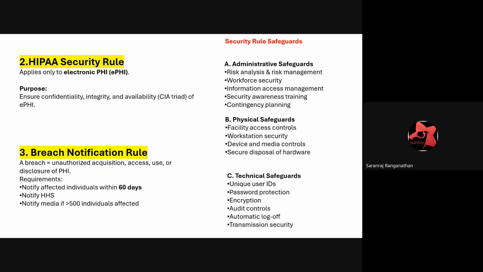So the main three rules are: notify affected individuals within 60 days, notify the HHS, and notify the media if 500 plus individuals are affected. There may be a question on when the breach notification will be informed to the HHS. They may ask like that, or when the breach notification needs to be informed to the media. More than 500 people getting affected.